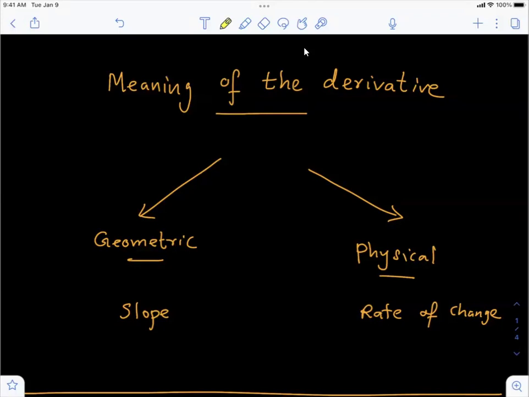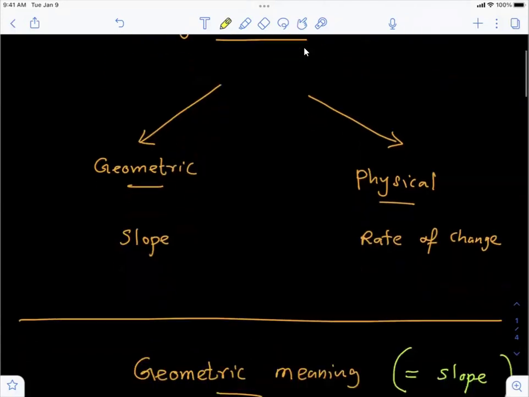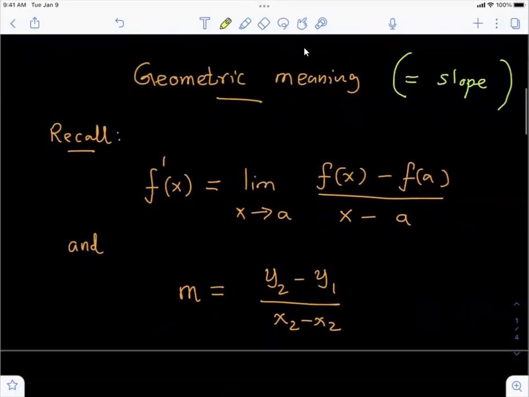But on the other hand, when you consider the physical significance, physical meaning of the derivative, that is the rate of change. Of course, we can consider the rate of change in different contexts, but this is not going to be an average rate of change. Instead, we consider instantaneous rate of change. What do we mean by that? You will see that in a moment. So first of all, let's get started with the geometric interpretation, the geometric meaning.